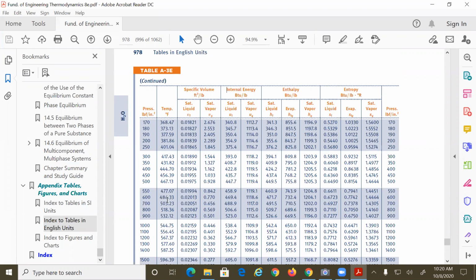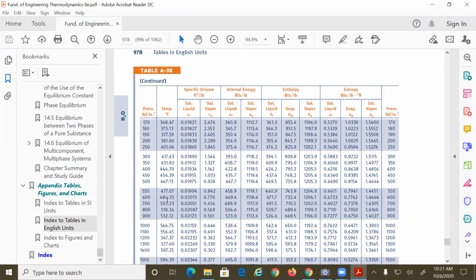Following the same as before, T saturation at 600 is 486.33, lower than T2. So basically this is gas, vapor, or superheated. We go to table A4E at P equals 600 and T equals 500.